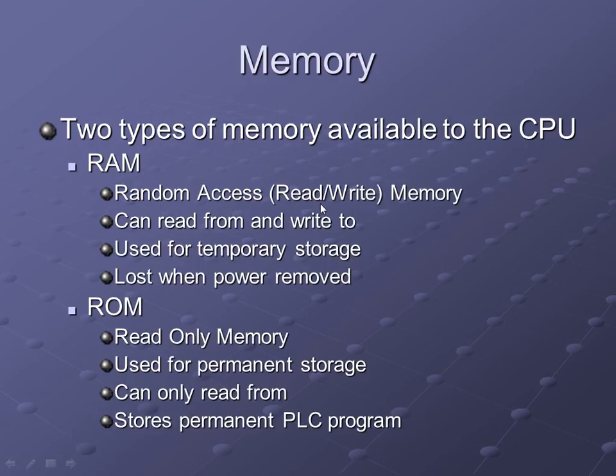Alright, we have two types of memory. We have RAM and ROM. If you have a computer and you have gone to purchase memory, or somebody tells you you don't have enough memory in your computer, chances are it's RAM. RAM memory is read-write memory. You can access it, you can read from it, write to it.